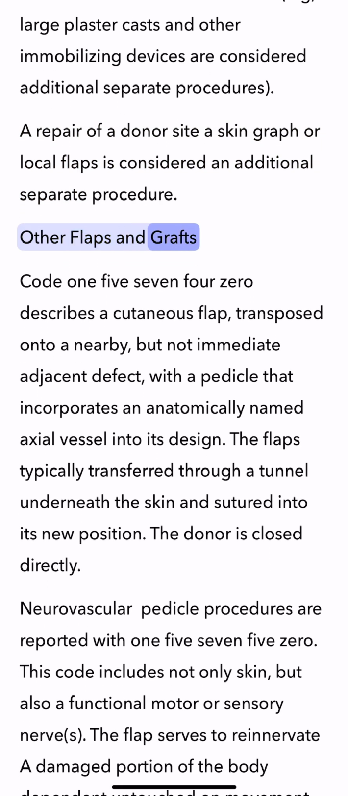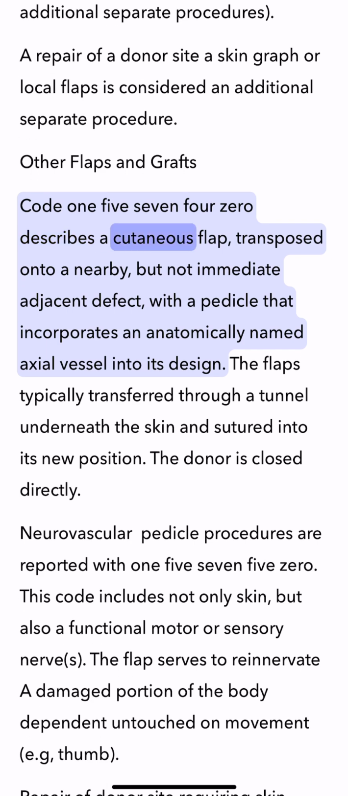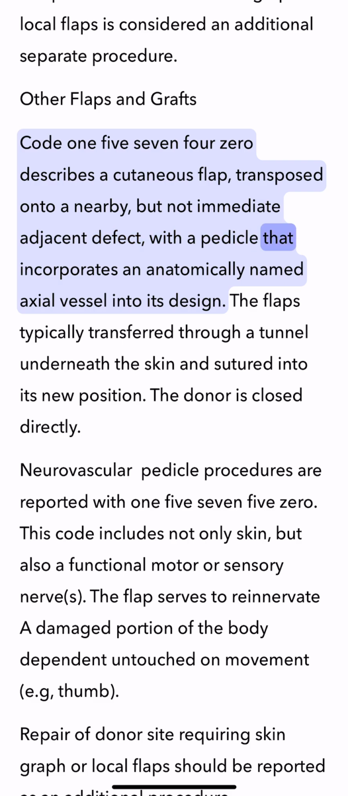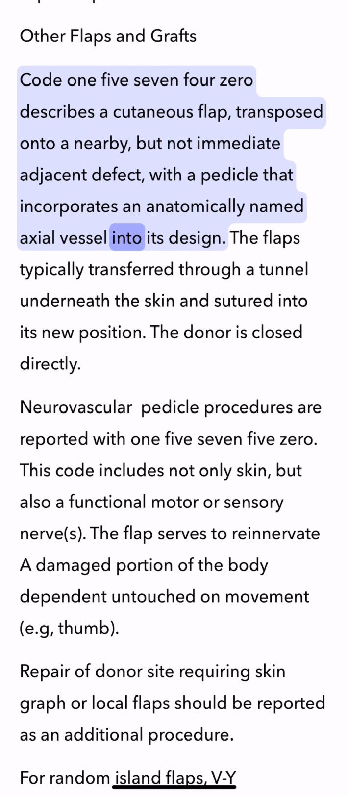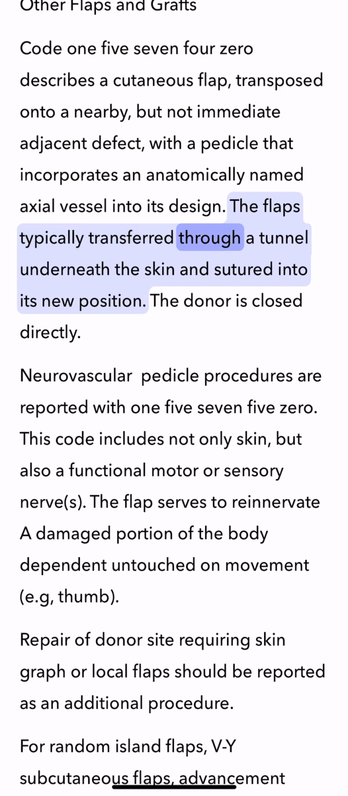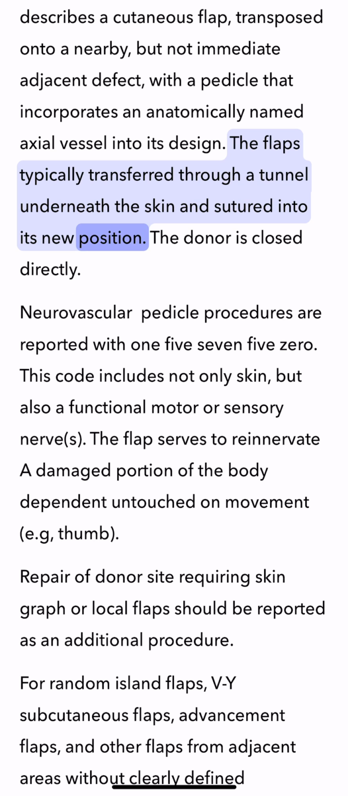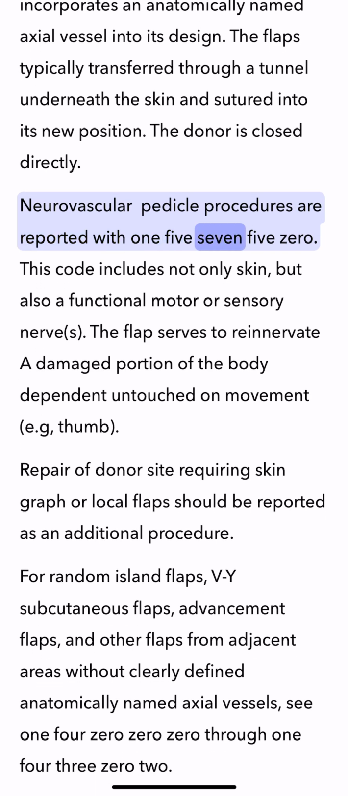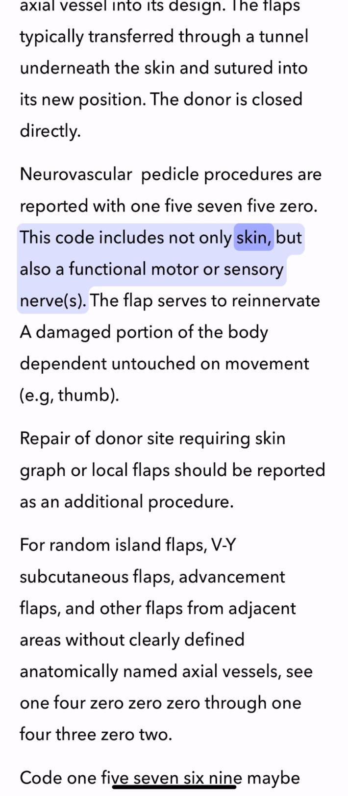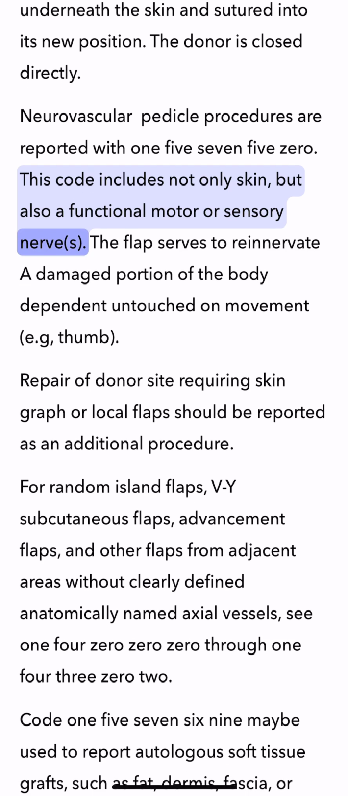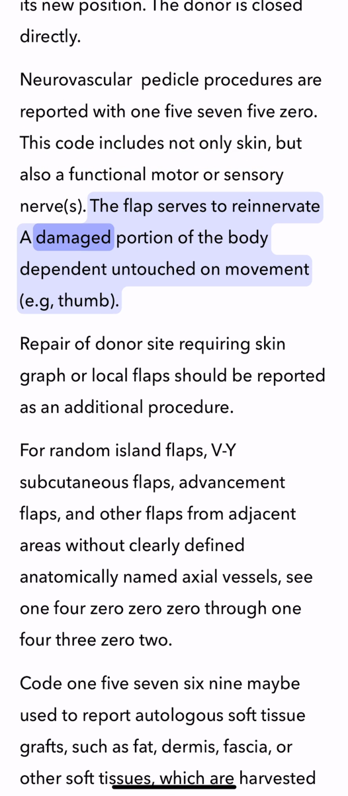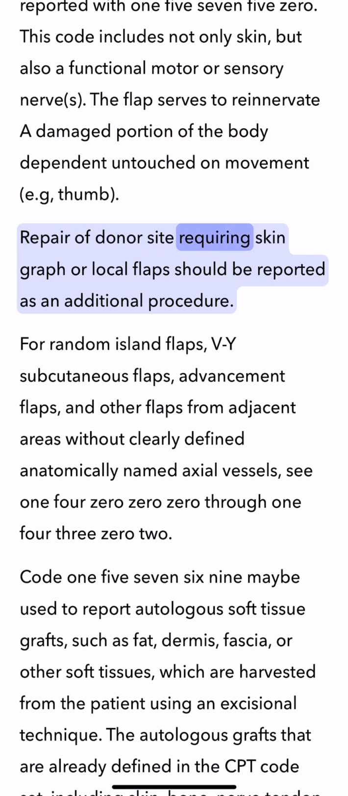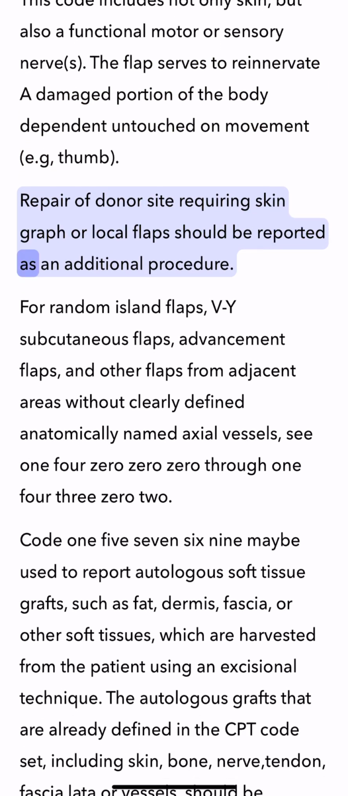Other flaps and grafts. Code 15740 describes a cutaneous flap, transposed onto a nearby, but not immediately adjacent defect, with a pedicle that incorporates an anatomically named axial vessel into its design. The flap is typically transferred through a tunnel underneath the skin and sutured into its new position. The donor is closed directly. Neurovascular pedicle procedures are reported with 15750. This code includes not only skin, but also a functional motor or sensory nerve. The flap serves to reinnervate a damaged portion of the body dependent on touch or movement. For example, thumb. Repair of donor site requiring skin graft or local flaps should be reported as an additional procedure.